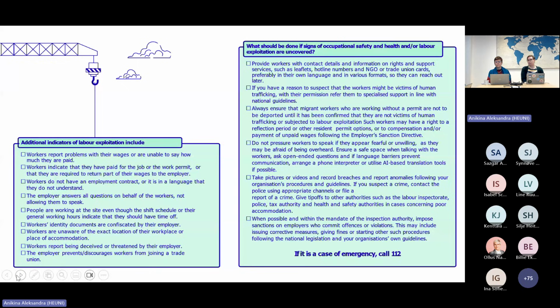Obviously, if it's possible, inspectors should take pictures and videos and record these breaches, and then following their own procedures, report them to the other authorities, to the police, or to give this kind of tip-offs to other authorities such as tax and health and safety authorities. And then when it's possible and within the mandate of the inspection body, they should also impose sanctions on employers that commit these offences or violations, which can include issuing corrective measures, giving fines, or starting other procedures following national legislation and their organization's own guidelines.